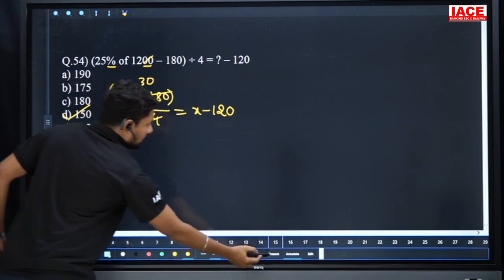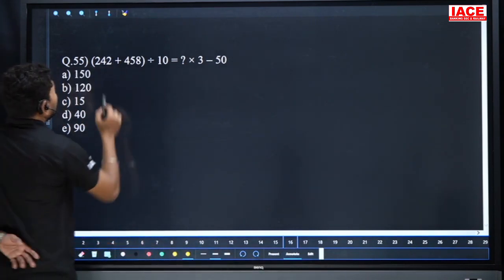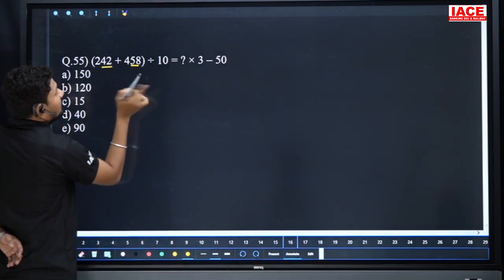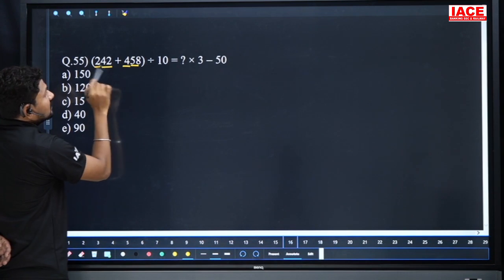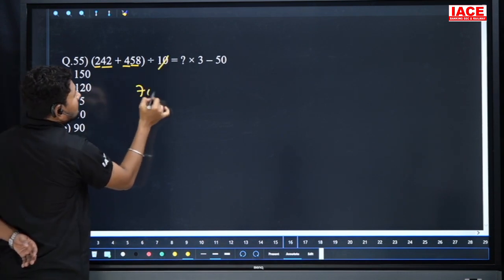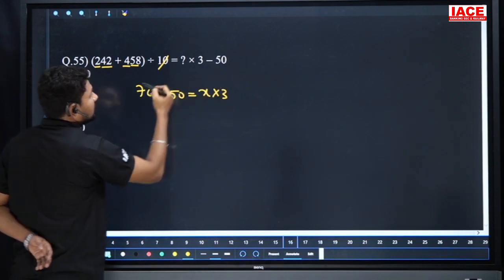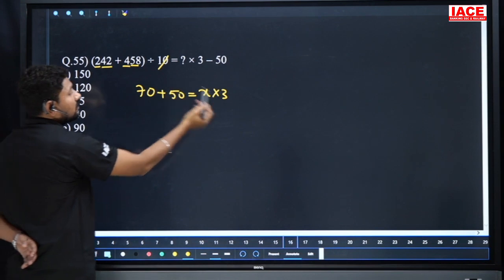And next, here 242 plus 458, which is equal to 42 plus 58 is 100, 400, 200, 600, 600 plus 100, it is 700, 700 by 10, which is equal to 70, 70 plus 50, which is equal to x into 3, minus 50 it comes plus 50, 70 plus 50 is 120, 120 is divisible by 3, answer is what, 40.